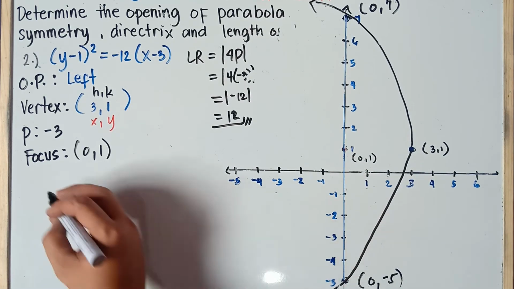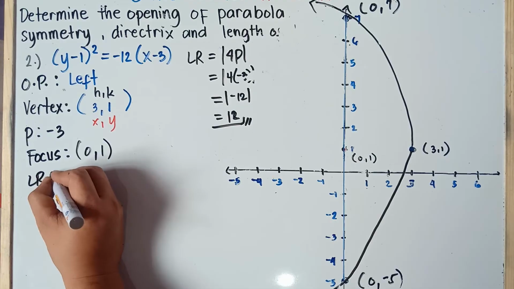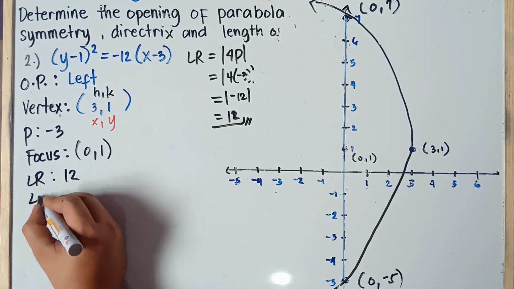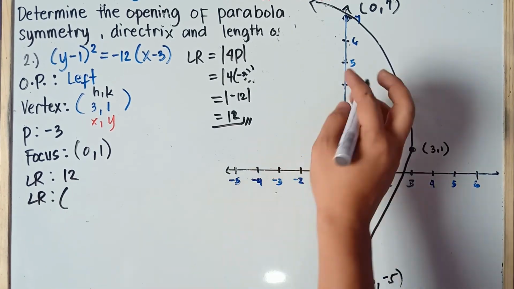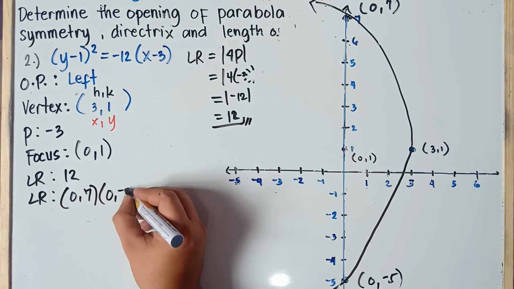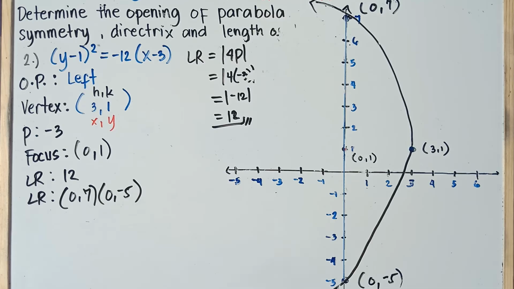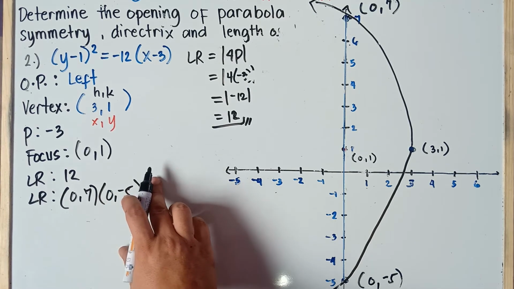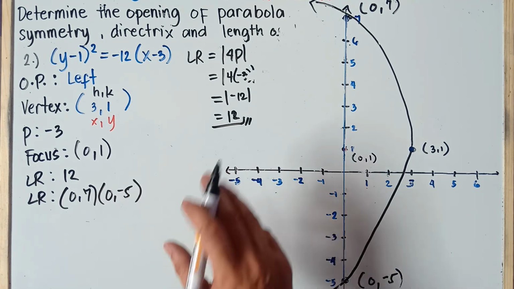Alright, so let me just write it here. Latus rectum length. That would be 12. Latus rectum vertices. So we have (0, 7). The other one, (0, negative 5). What else, class? We have the latus rectum. We have the focus, yup. Vertex, yup. Axis of symmetry.